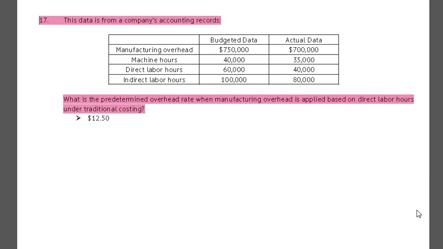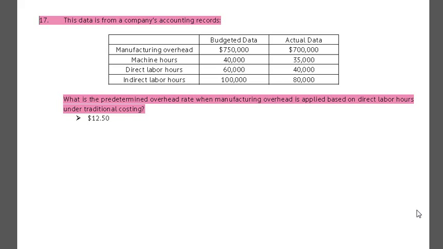Problem 17. In this problem, you're calculating the predetermined overhead rate. Page 56, Chapter 2 of your textbook has the formula for predetermined overhead rate. The formula is estimated overhead cost divided by estimated activity base.